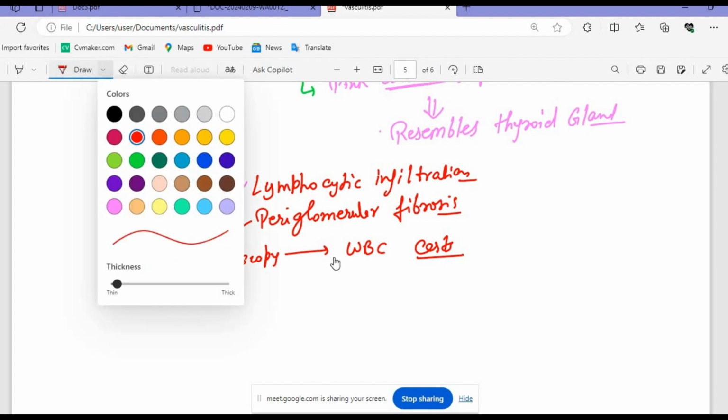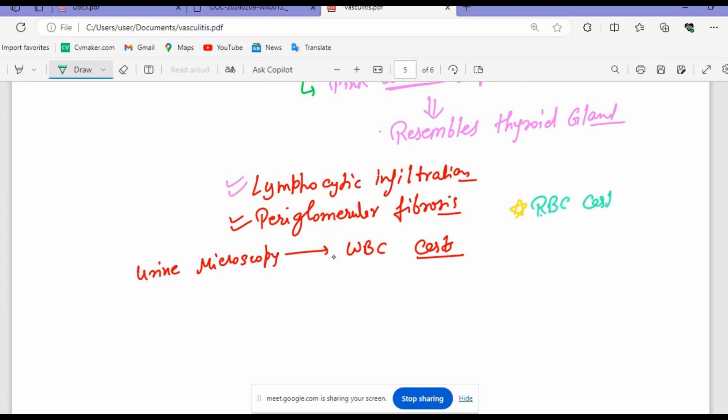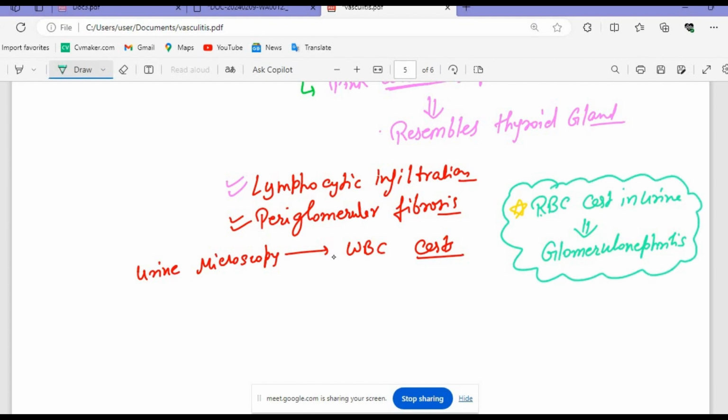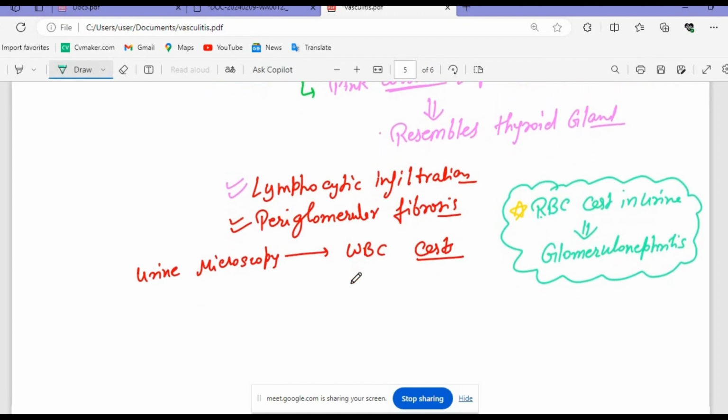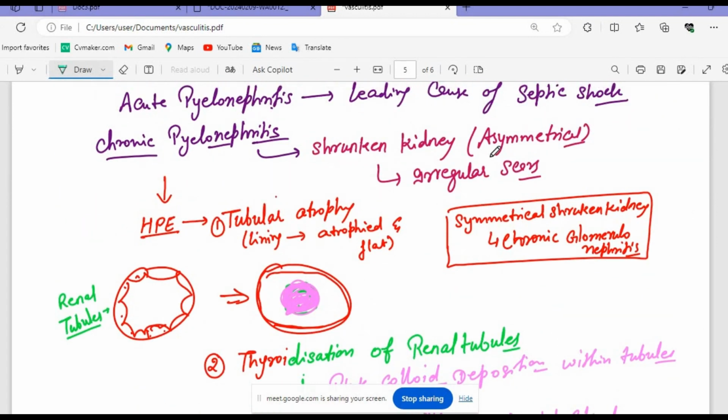If I ask you, tell me about the RBC cast in urine. This condition is seen in, yes, glomerulonephritis. RBC cast in the urine is glomerulonephritis. So on urine microscopy, in pyelonephritis we see WBC casts, and in glomerulonephritis we see RBC casts. In chronic pyelonephritis, we see an asymmetrical shrunken kidney, but in chronic glomerulonephritis, we see a symmetrical shrunken kidney. I hope this is clear.